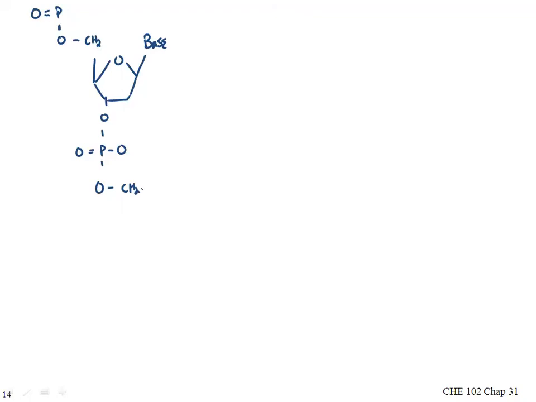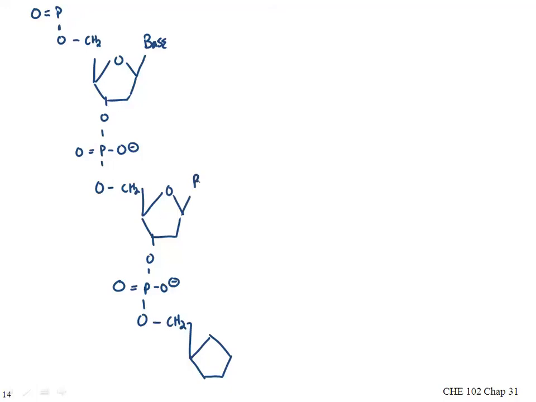This is a pain to draw, is all I've got to say. Dash O, dash P, double bond O, dash O minus, make that look nicer, double bond O, dash CH2, and so on. So here's another base, here's another base. I want you to get that idea of alternating parts.